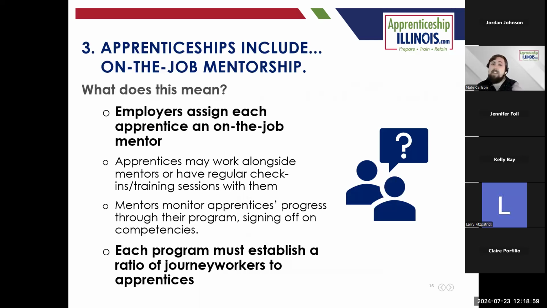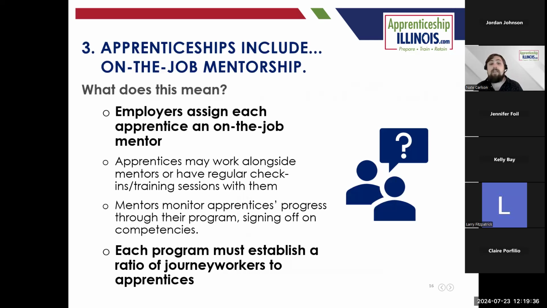If you have a program like CDL, it's going to be tough to have somebody sitting next to you in the cab the entire drive for weeks and weeks, right? But they may be able to check in with them daily or weekly, as long as there's that mentorship component there. And so mentors have a huge role in determining apprentices' progress throughout their program. You may have noticed back on that table with the progressive wage schedule, it had the number of competencies they completed. The mentors are the ones who are responsible for analyzing and determining when apprentices have sufficiently completed those competencies. So their role is important.